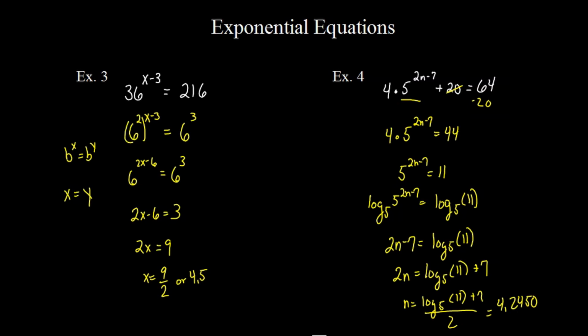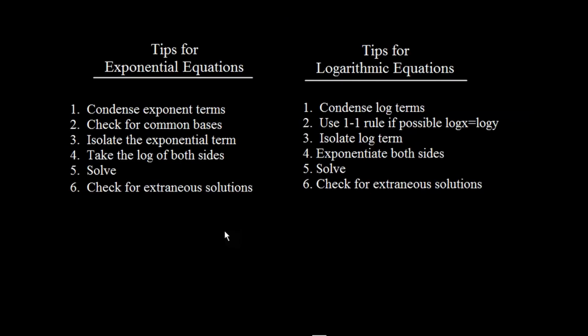All right, so now it's time for the tips and tricks. Okay, for the tips for exponential equations, we want to condense exponent terms. And one of the first things we want to look for are things like 3 to the x times 3 to the x plus 1. We want to add those exponents together and get 2x plus 1 so that we can better handle situations like that.